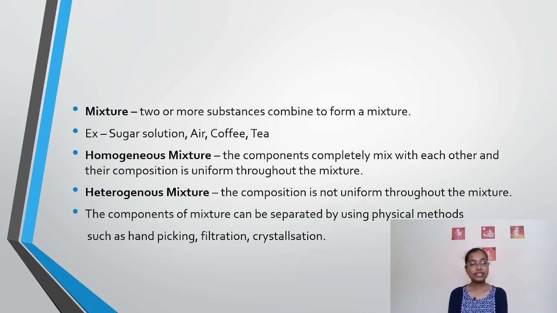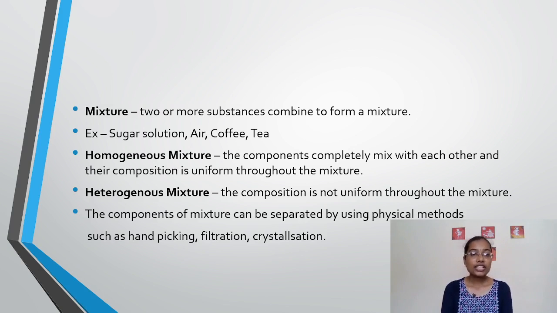Next we'll see about mixtures. What are mixtures? 2 or more substances combine to form a mixture. We all know that a mixture is anything that has two or more substances in it. Examples of mixtures are sugar solution, air, coffee, tea, etc. In sugar solution, we have two substances: sugar and water. In air, we have many gases. In coffee, we have water, milk and coffee powder, etc. These are mixtures.